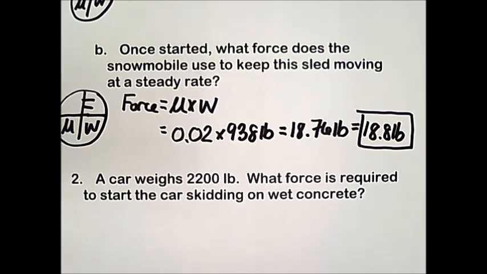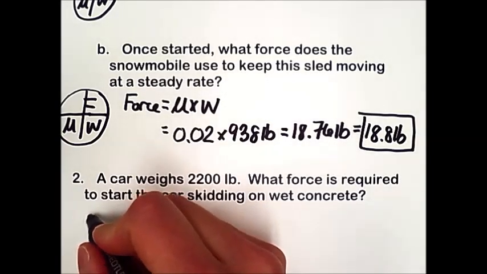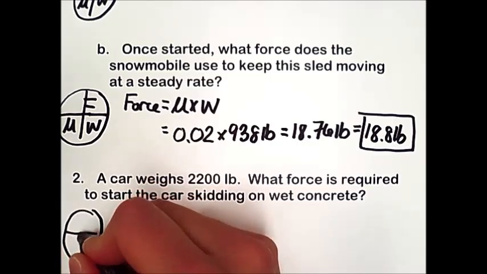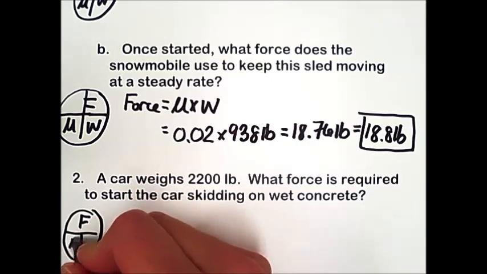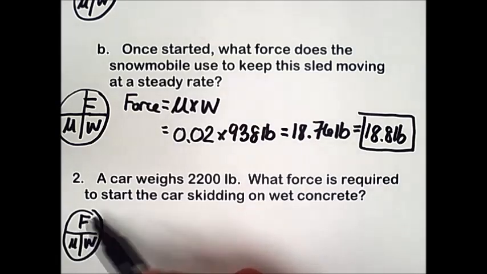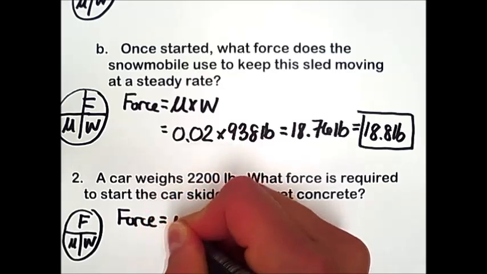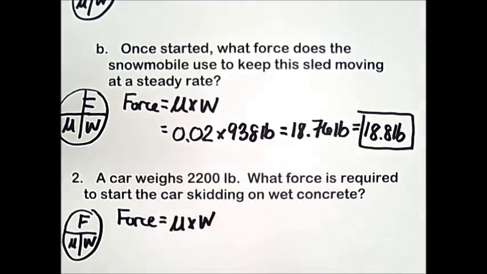Number 2. A car weighs 2,200 pounds. What force is required to start the car skidding on wet concrete? So again, we want to look at that force, mu, weight formula wheel. Again, we're trying to find the force. So force is equal to mu times the weight.